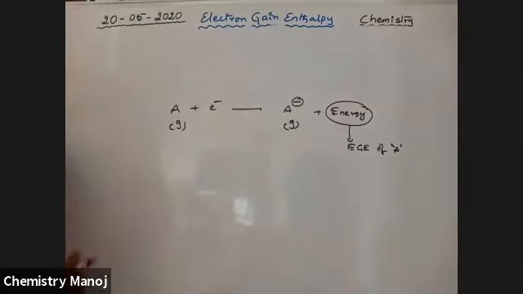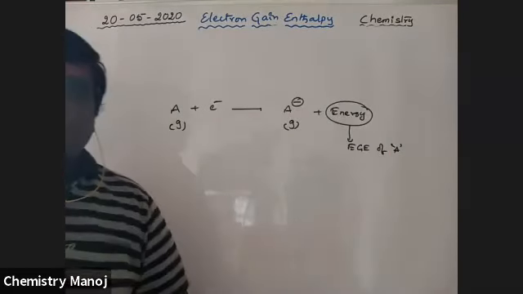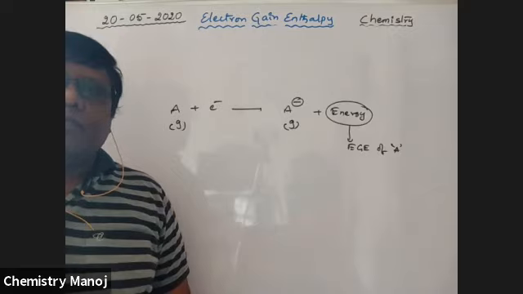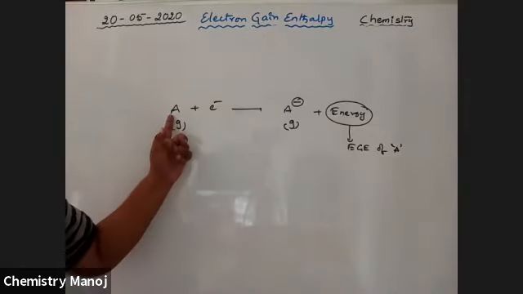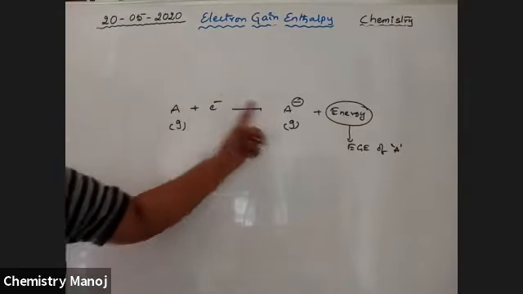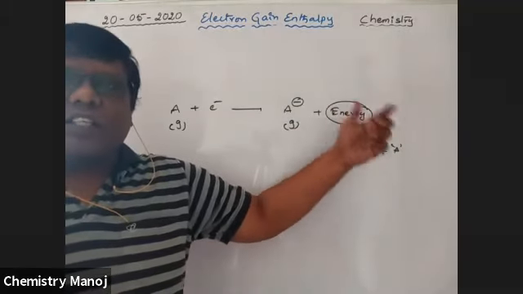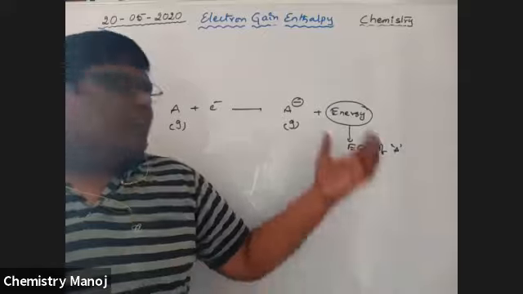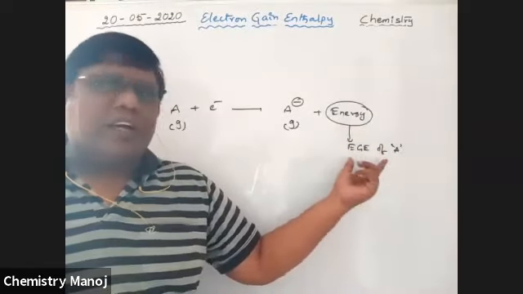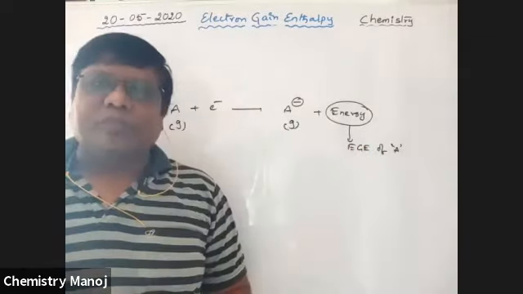Am I correct or wrong? When an electron is added to the outermost shell of a gaseous neutral atom, it converts into a negatively charged ion, and some energy will be released. That energy is called electron affinity or electron gain enthalpy. So in general, energy terms are explained in terms of electron gain enthalpy. It is correct.